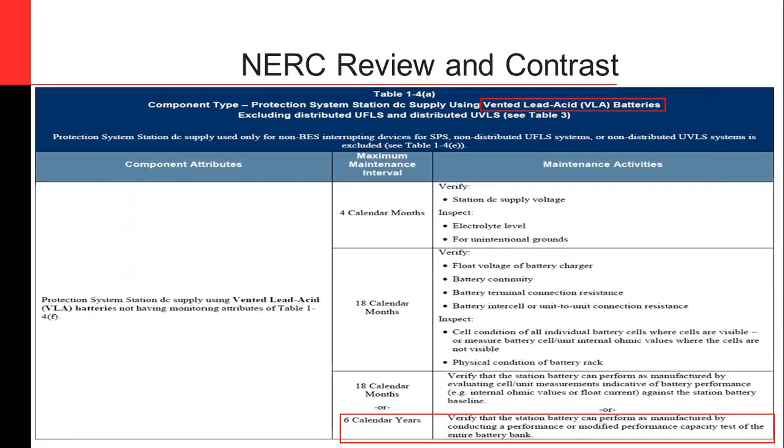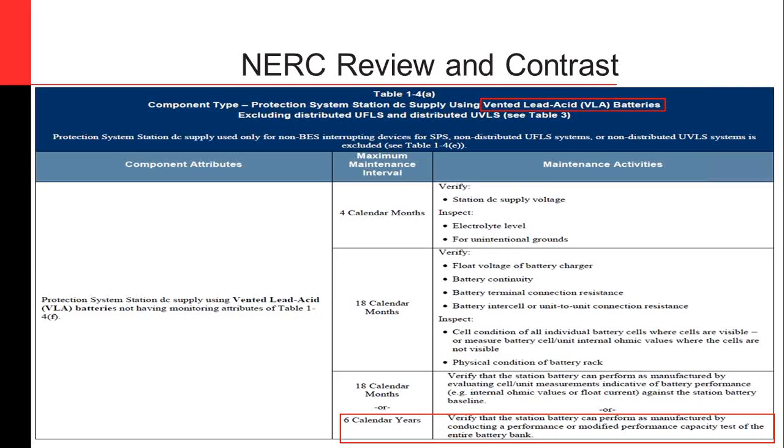Now, there are two tables within there that pertain to batteries. Table 1-4A is for vented lead acid batteries, as boxed out at the top. And you'll notice that as part of that, they have essentially 3 different boxes for 3 different testing intervals, depending on what you're doing. And they define it as a maximum test interval, as opposed to do this monthly, do this quarterly. They only define the maximum interval allowable.